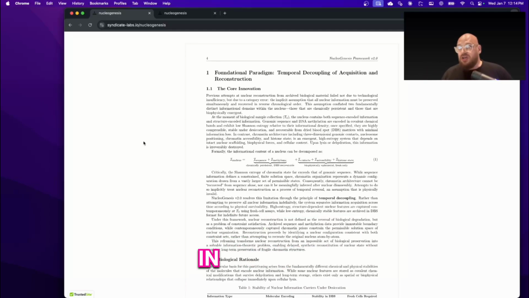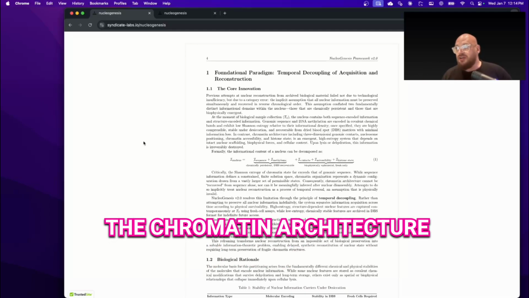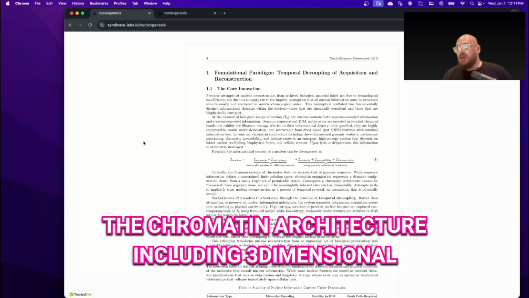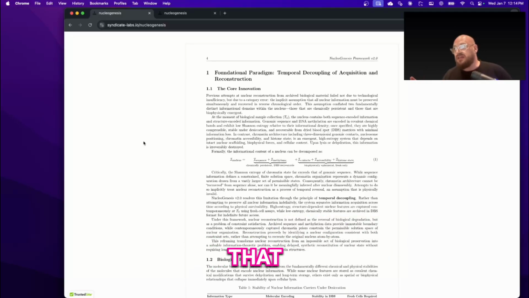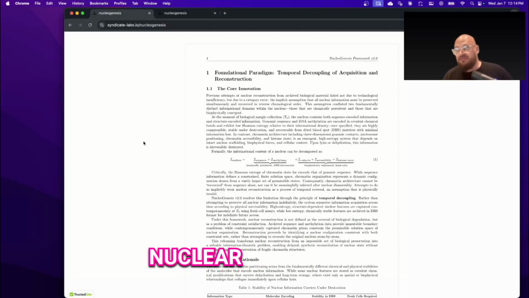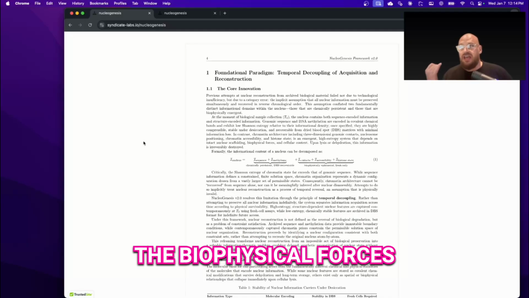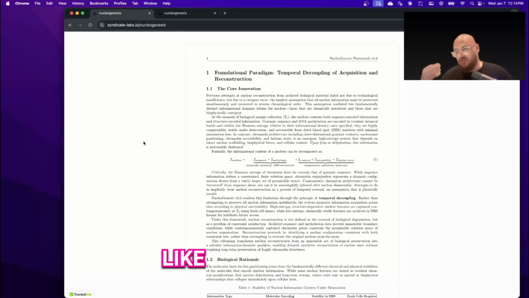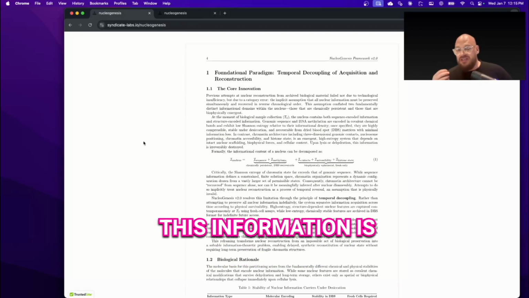In contrast, the chromatin architecture, including three-dimensional genomic context, that is nucleosome positioning, chromatin accessibility, and the histone state, is emergent. It is an emergent high entropy system that depends on intact nuclear scaffolding, the biophysical forces, and really the cellular context, like what cell is it. But upon lysing and dehydration, this information is irreversibly destroyed.